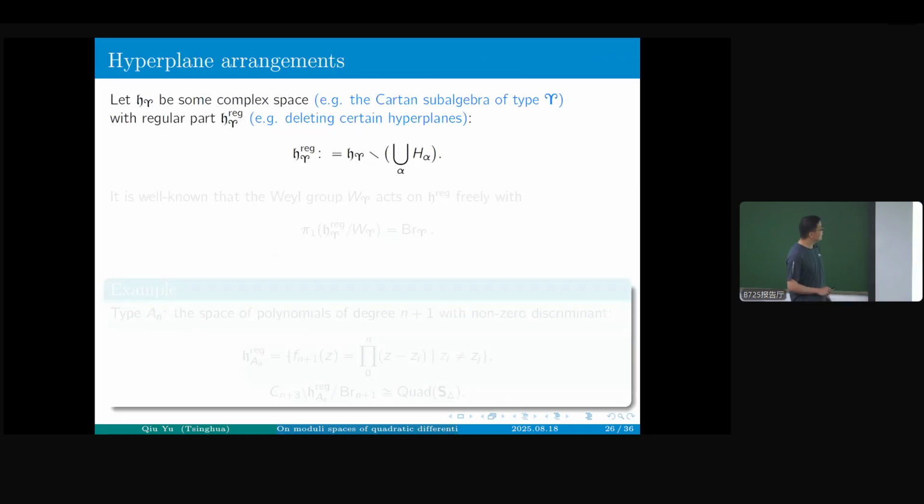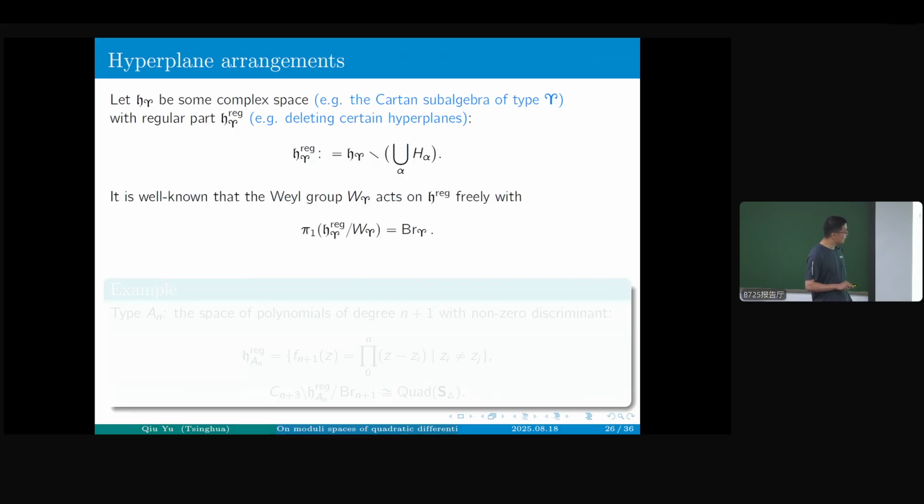And then if you take the corresponding complex space, which is the Cartan subalgebra of the corresponding type, and you delete some hyperplanes, which gives the regular part of the Cartan subalgebra, you get this hyperplane arrangement.